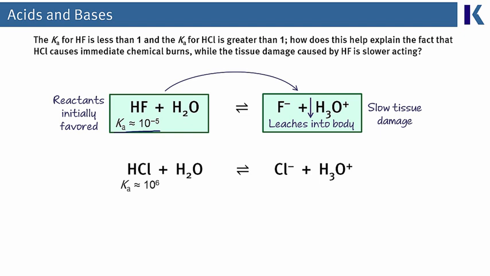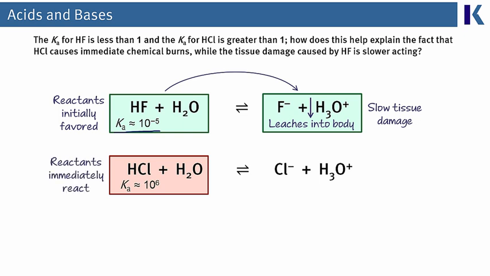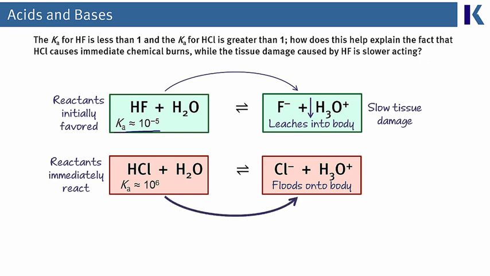How about HCl? Here, the acid dissociation constant is many orders of magnitude greater than 1. What does that imply about the deprotonation reaction of hydrochloric acid? In this reaction, the very large K value tells us that HCl is going to react with water almost immediately, so that this reaction really drives over to the right-hand side. So if you came in contact with this solution, you would come into immediate contact with those damaging hydronium cations. This explains why HCl causes those immediate burns.